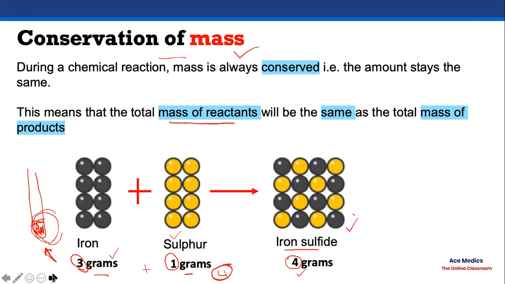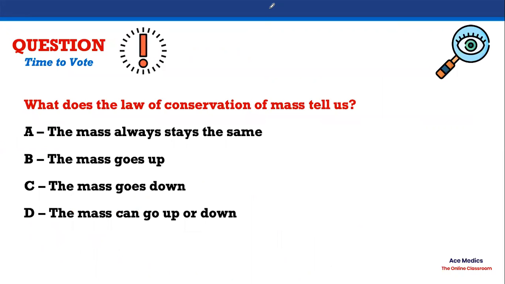Right, let's go on and look at, we're going to do a poll, okay? So what does the law of conservation of mass tell you? Does it tell you that the mass always stays the same between the reactants and the products, okay? Or does it say the mass goes up? Does it go down? Or it can go up or down? So we just did this. So does the law of conservation, what is it telling you? I'm going to relaunch the poll. Now, I want you guys to tell me what does the law of conservation of mass tell you?